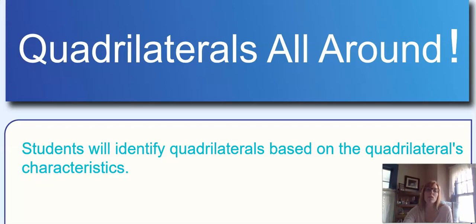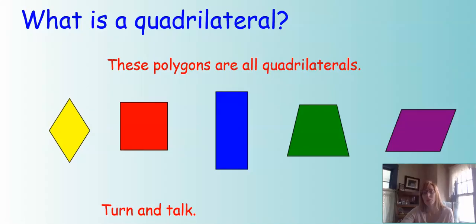So quadrilaterals are all around you. Hopefully, if you're looking around the room, you're starting to notice different quadrilaterals, and that they're getting a little bit easier to name because they have very specific names. So what is a quadrilateral? These polygons are all quadrilaterals. So if you look at each one, hopefully you're noticing some similarities between all of them, but there's also differences.